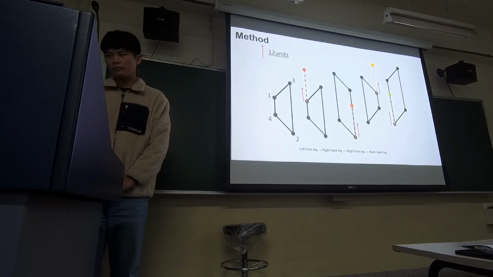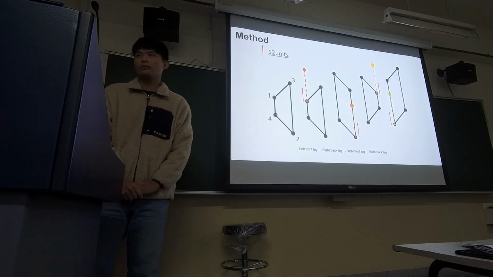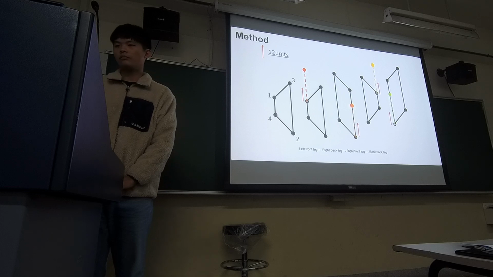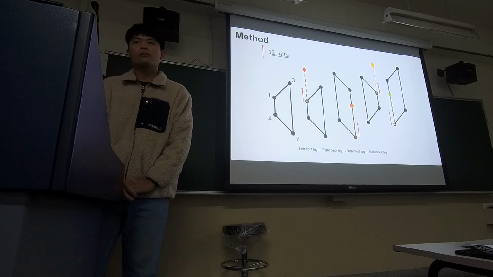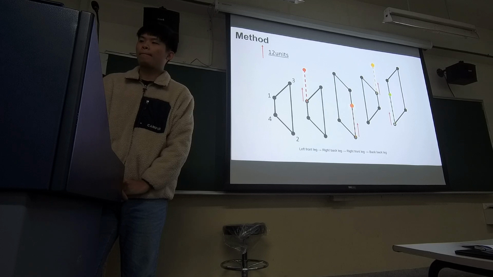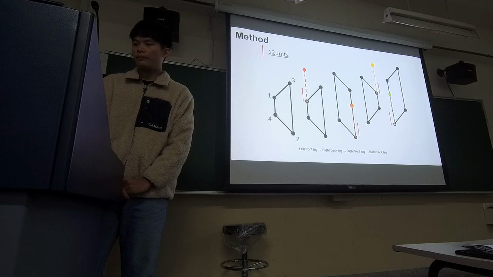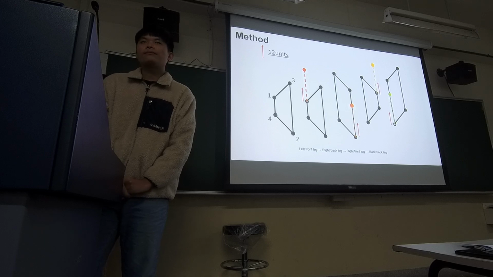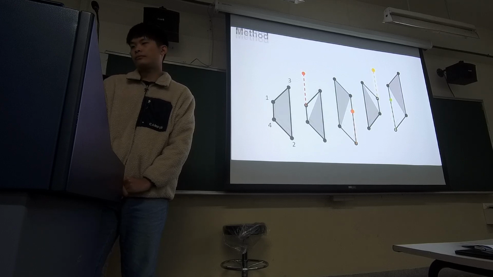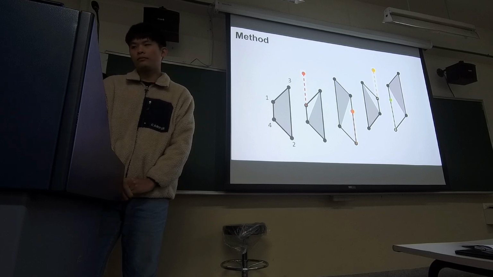Our robot uses a specific sequence for its legs: left front, right back, right front, left back. Each leg moves forward by 12 units. Next, the robot body moves forward by 6 units. While walking, 3 legs remain on the ground, forming a triangle. This triangular formation helps maintain the robot's balance.